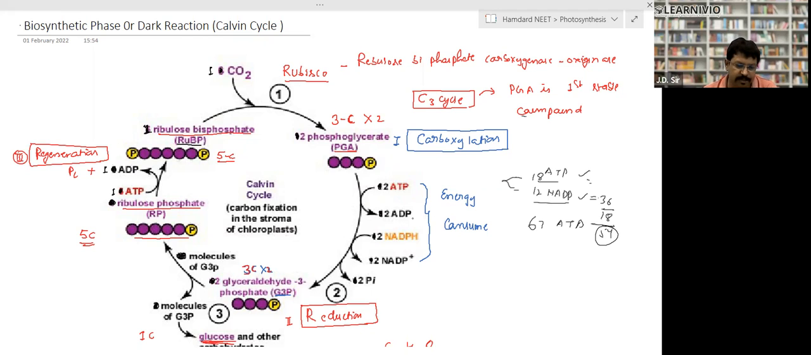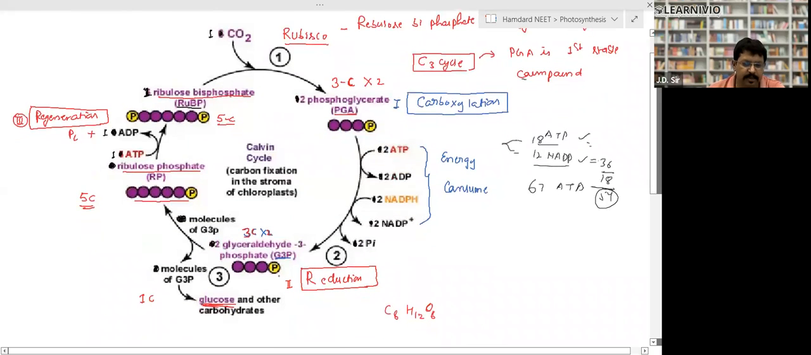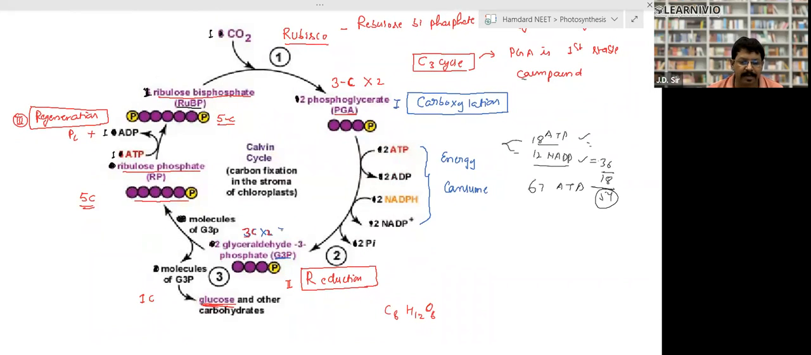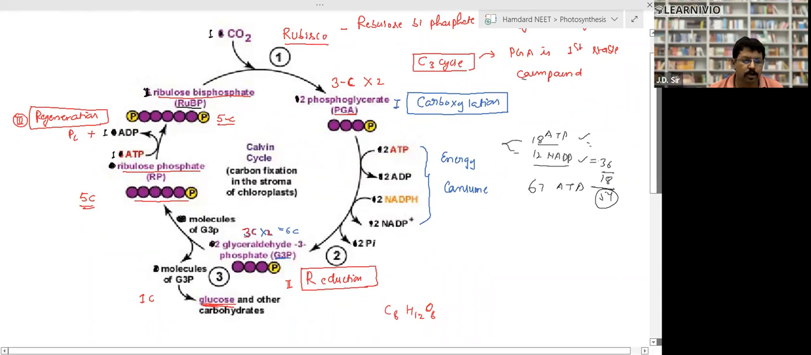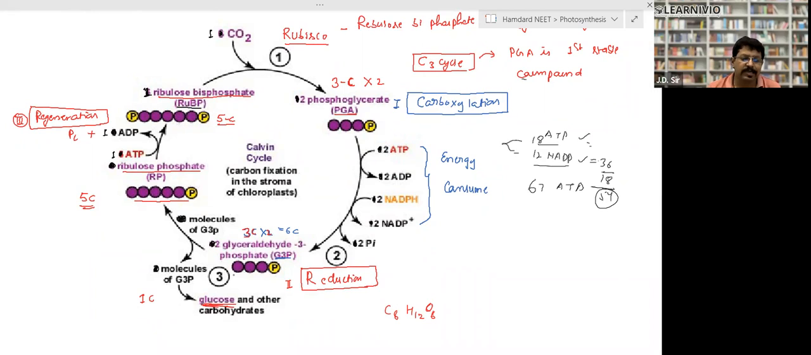So this complete process is a reduction process, right? Energy consumption takes place. Then after that, due to the expenditure of ATP and NADPH, formation of 2 glyceraldehyde 3-phosphate takes place. That is called G3P in short, right? Formation of G3P takes place. G3P is again a 3-carbon compound. 2 molecules of 3-carbon compound are formed. So the total balance is still 6 carbon, right? So out of these 6 carbon, 1 carbon is released for glucose formation.